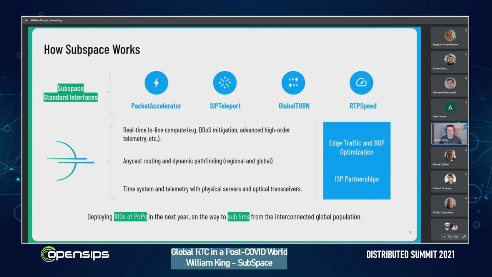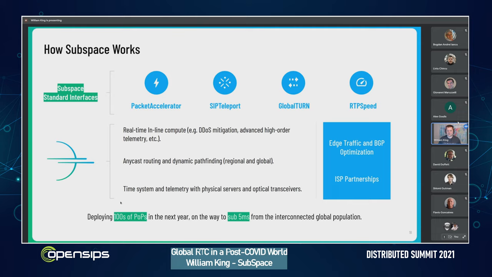So at a high level, Subspace has four products. Packet Accelerator, which is an IP proxy, SIP Teleport, the SIP proxy, and Global TURN, which is just a TURN server. It looks like a single TURN server that's 5 milliseconds away from everybody. And RTP Speed, which is not released yet, which is basically going to be like an open source drop-in. If you're using an RTP proxy or RTP engine type use case, you'll be able to jump in and just route your media over it without having to use a SIP proxy in the middle. So that's the level that we bring everything up to.